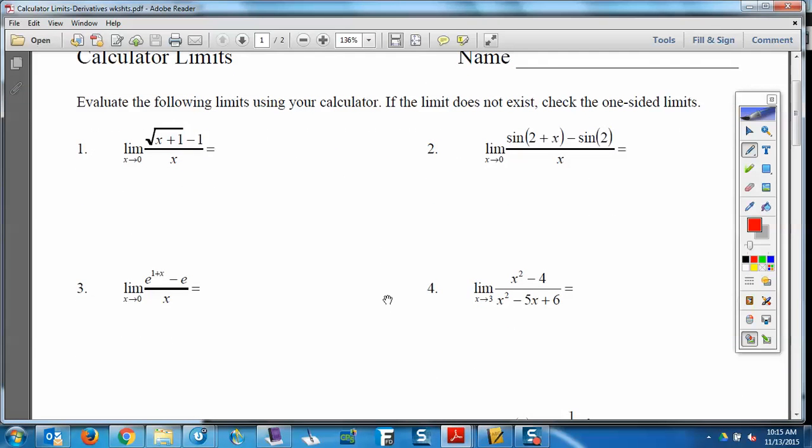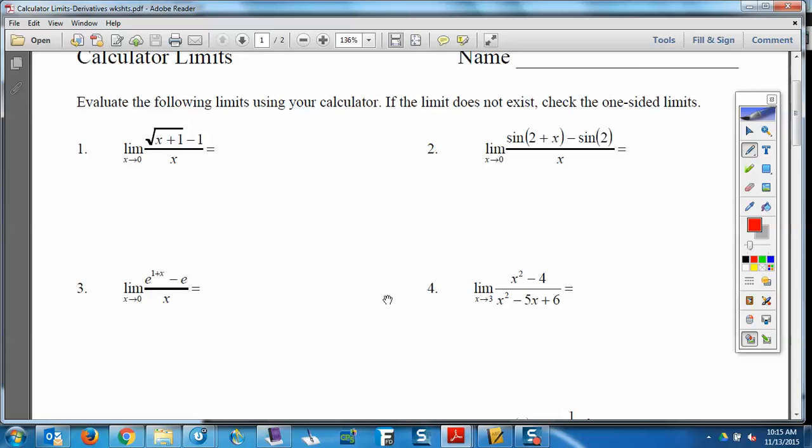All right. Let's get started here. So let's start with the worksheet. There are some issues here with the calculator. We have to make sure we get straightened out when you put these in.